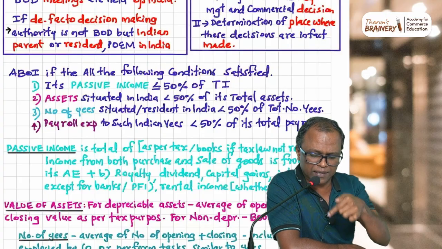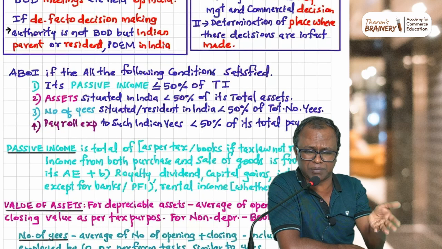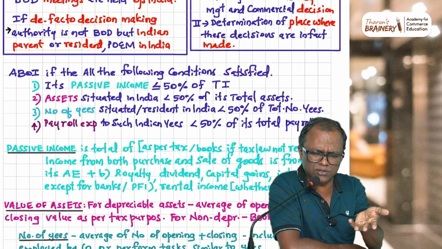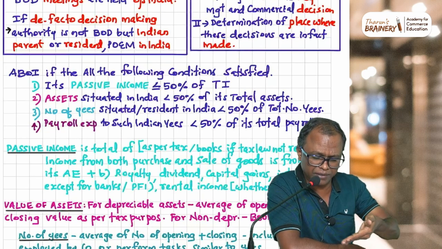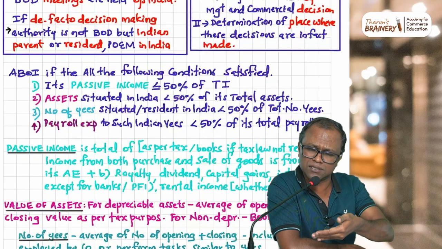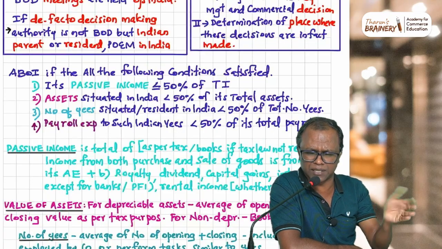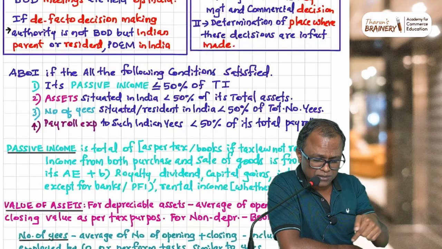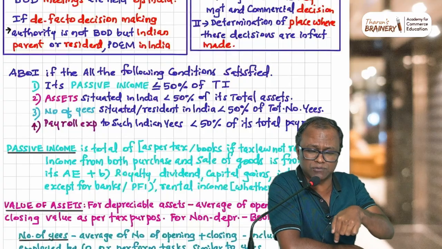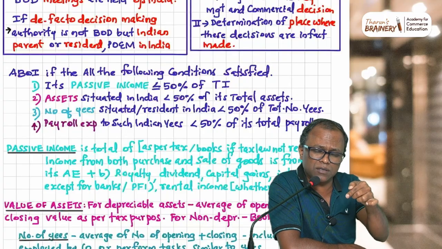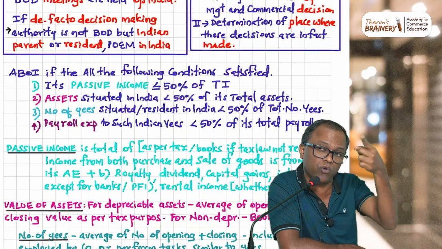And royalty, dividend, capital gain, interest, whether or not associated enterprises are involved. Even though it may not be from an AE, and may be from an unrelated party, it does not make any difference. So this is passive income. This passive income should be less than or equal to 50% of the total income of that foreign company.